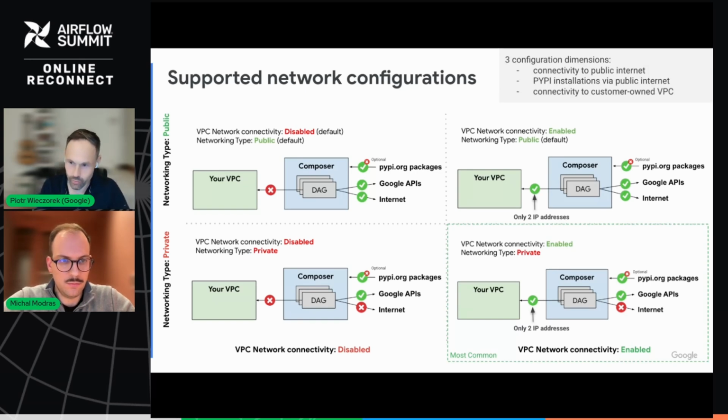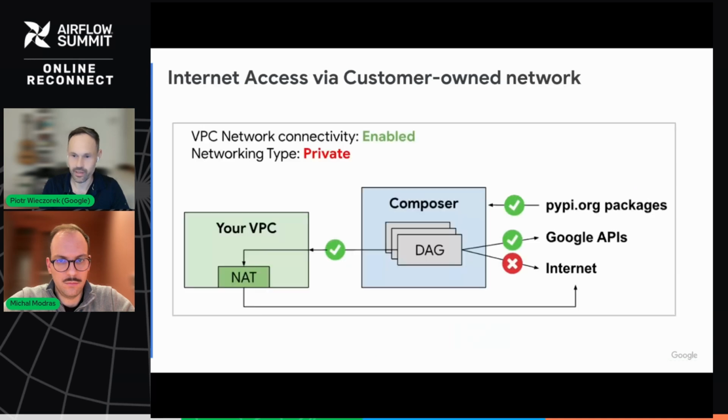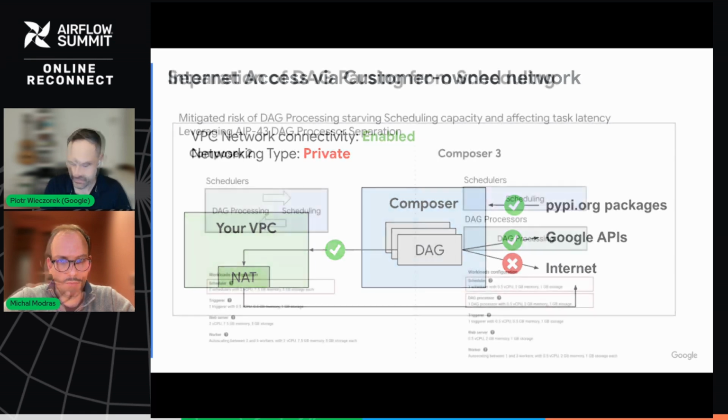And then one item to add to it, that even though your networking type is private and your VPC network is enabled, the environment still can have access to the internet. And the way it's usually configured by customers is that all of the internet traffic, for security reasons, is routed through your VPC network based on your VPC configuration, firewall rules, and so on.